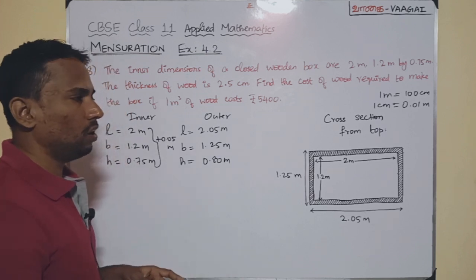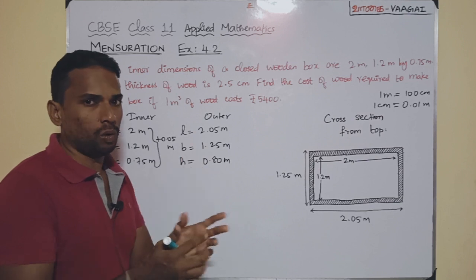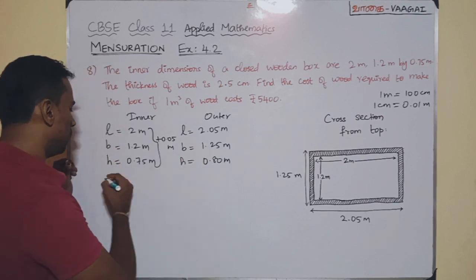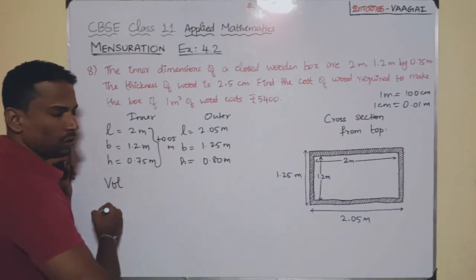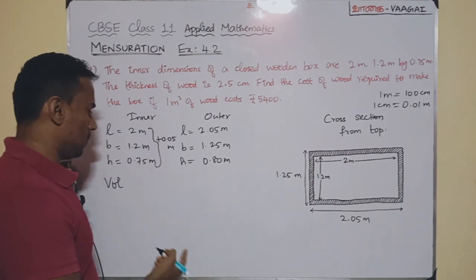So first of all, to find the cost, we need to first find how much wood we want. How much wood means the volume. We need to first find out the volume of the material. Okay, the volume required to construct this wooden box, that is what we want.